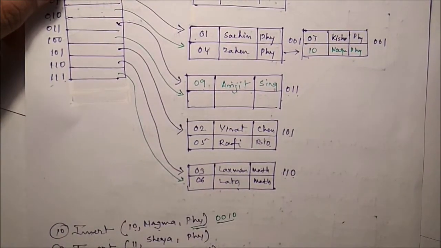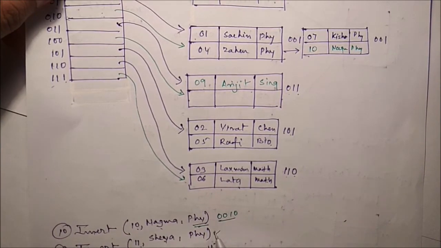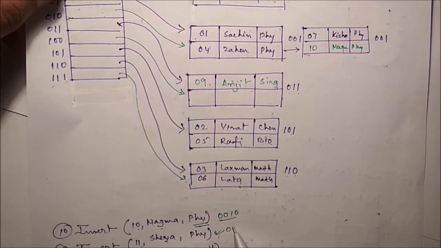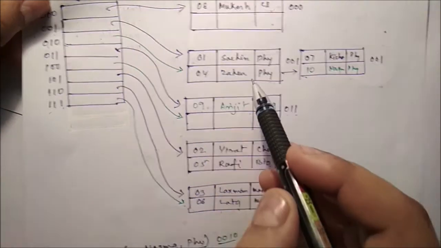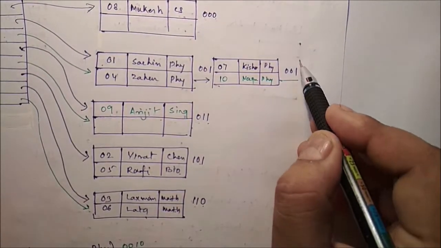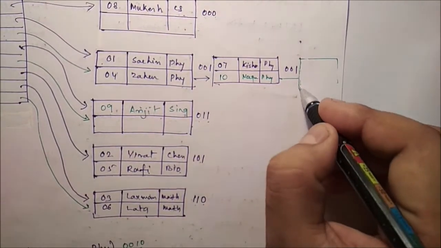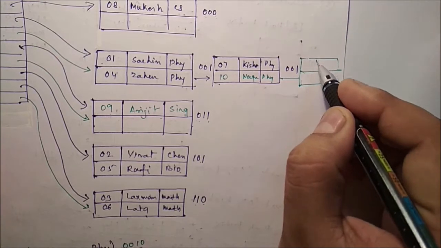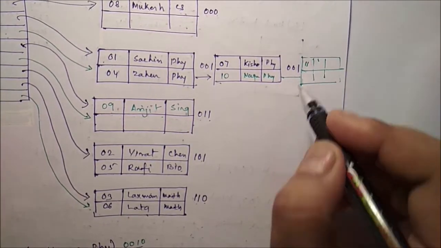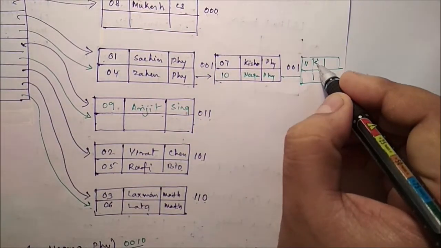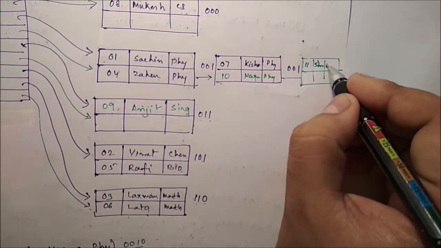Next, insert 11, Shreya, physics. Another physics, so it is also 0010, and the first 3 digits are 001. You have to insert there, but it is full. So we have to create another bucket for Shreya, where you can store roll number 11, name Shreya, and subject physics.